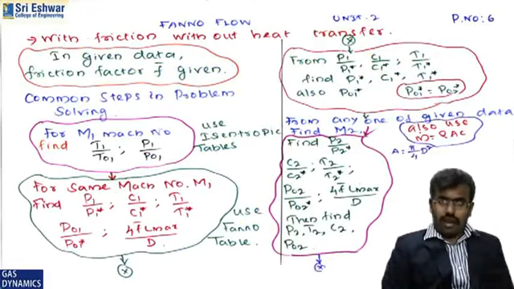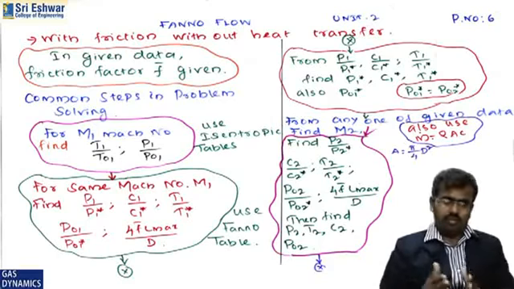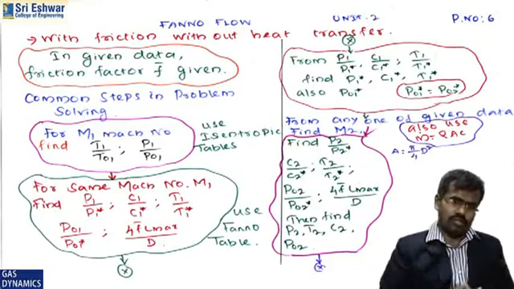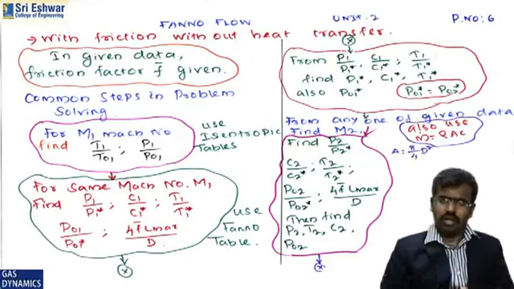And next is Fanno flow. This is the second part of your chapter 2, with friction, without heat transfer, without work transfer. In our given data, friction factor F bar is given. If the data F bar is given, then this problem comes under Fanno flow. And this picture depicts common steps for solving problems of Fanno type.